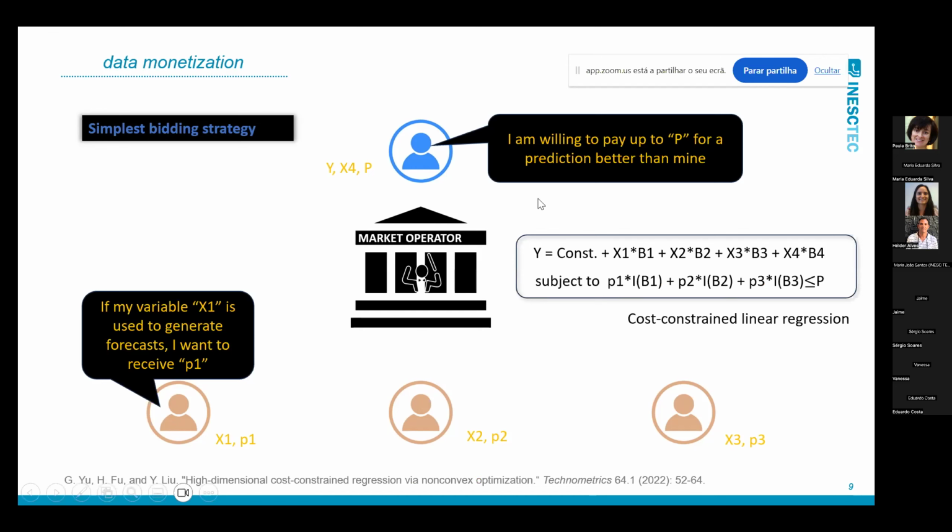So the target is simply a linear regression model that has to be estimated taking into account that the sum of the prices for the variables allocated should not surpass the buyer budget. So this is a simple cost-constrained linear regression, and it can be solved as a sequence of DaSSWeb problems, as proposed in this paper from 2022. So it's an efficient solver for this problem.